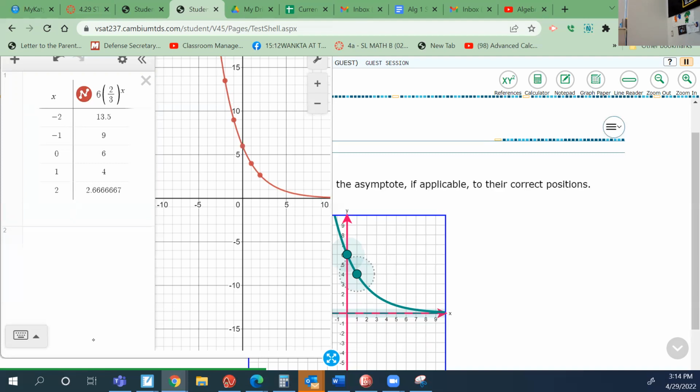When x is 1, y is 4. And that's it. If this second dot is not in the right place, they're not going to give you full credit. Good. Whoa, so that was that one.